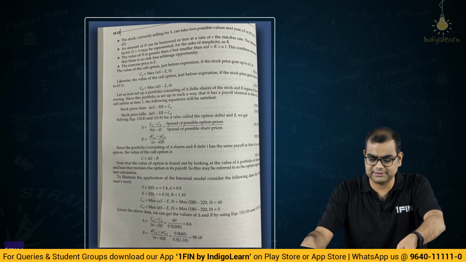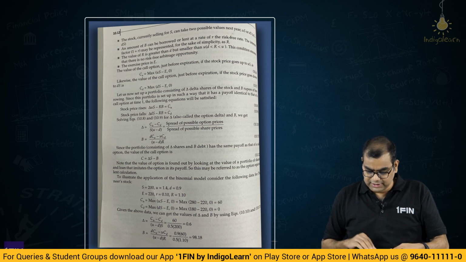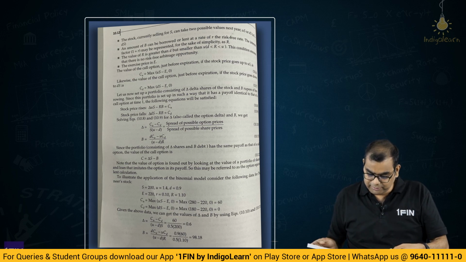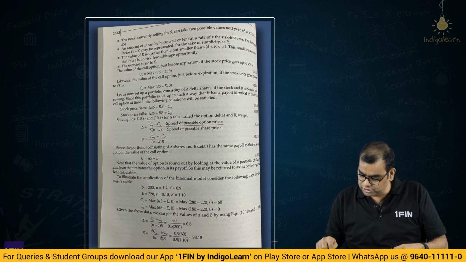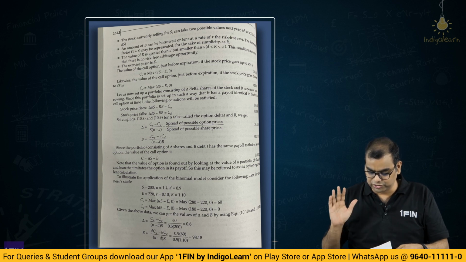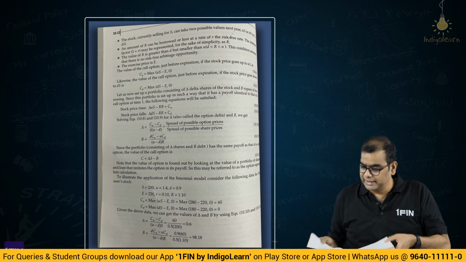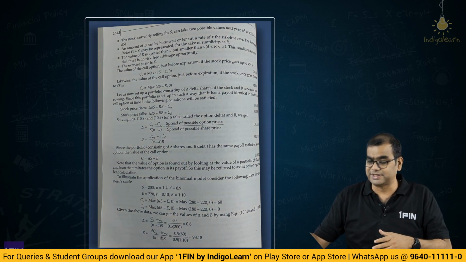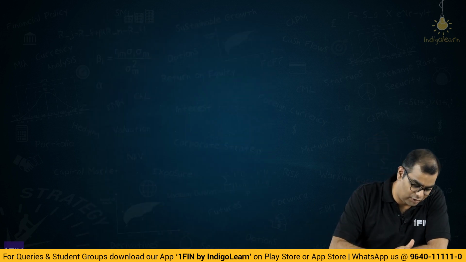In Brealey-Myers, they have also discussed the binomial method. In the binomial method, they have used option delta. What is option delta? Present value of share. So, basically in the binomial method, they have done everything using option delta or a replicating portfolio. Okay, these three we have seen. Now coming to the final one, what I want to show you.